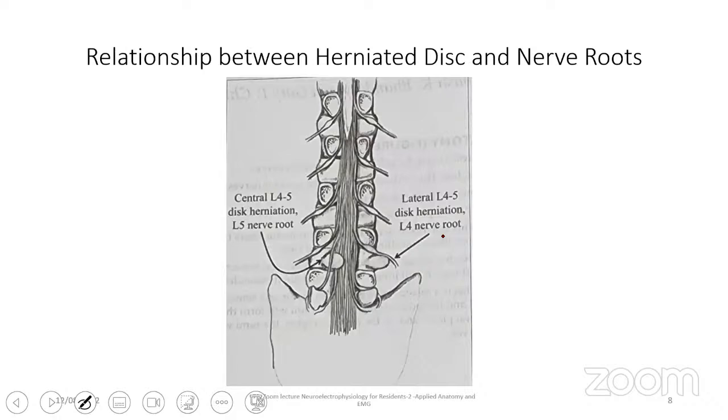Most orthopedicians, neurologists, and neurosurgeons are interested in herniated discs and nerve roots. You can see there is a lateral L4-5 disc herniation here. You can see the disc herniation, which is pressing on the nerve and causing neurologic pain. Here there is a central disc herniation.